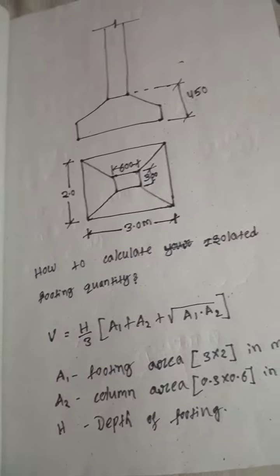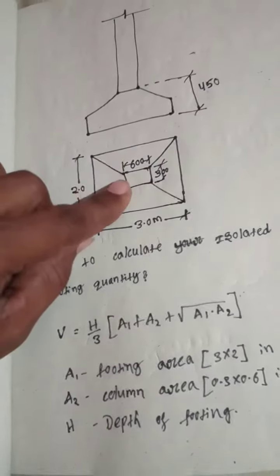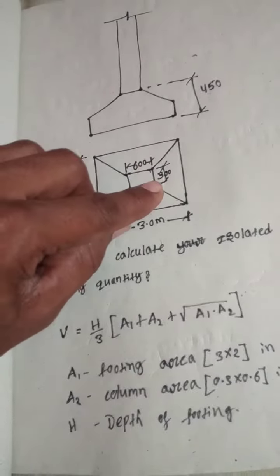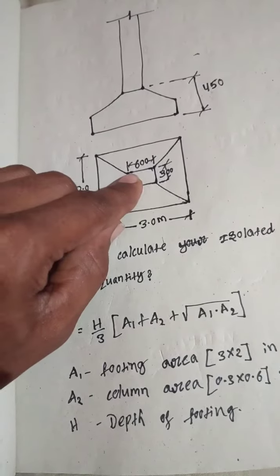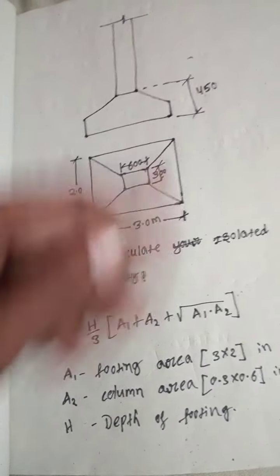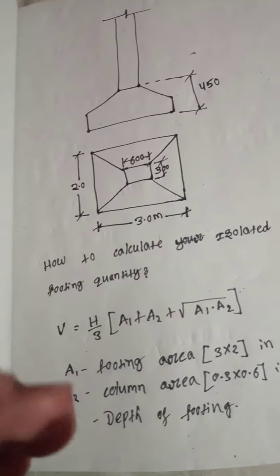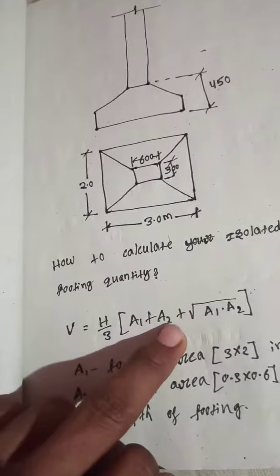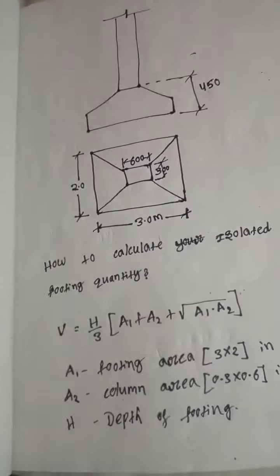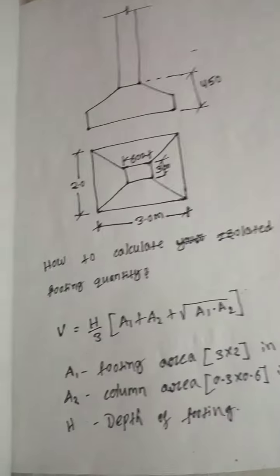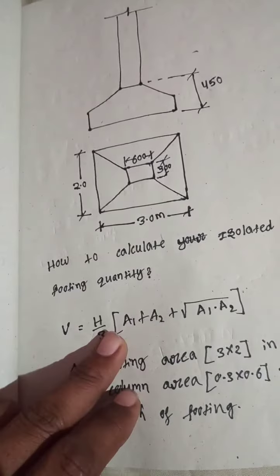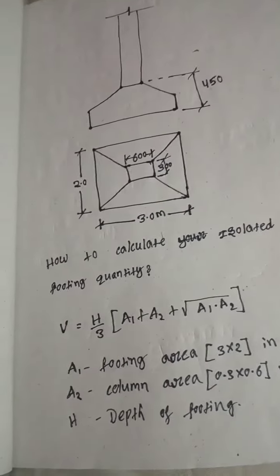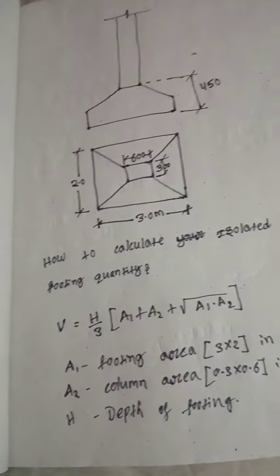And what is the column area? Column area means the length into the breadth. We know the values, multiply them and you get the column area, that is A2. We know H, A1 and A2. Substitute those values in this equation, and finally you get the isolated footing quantity.